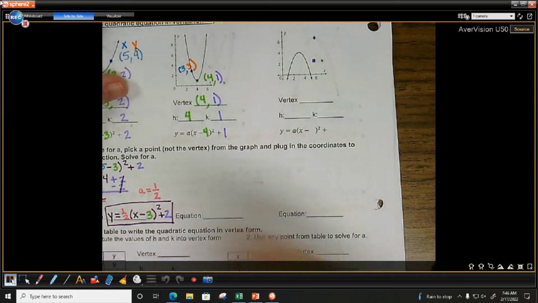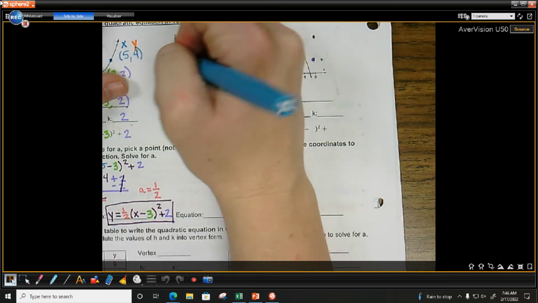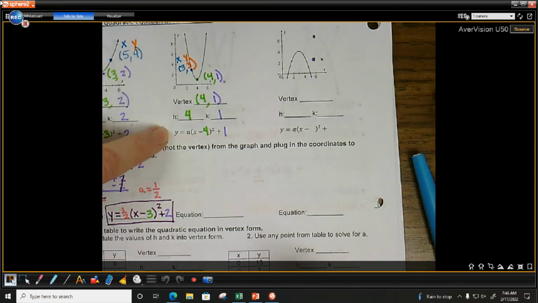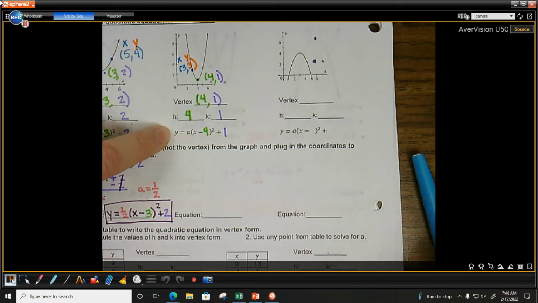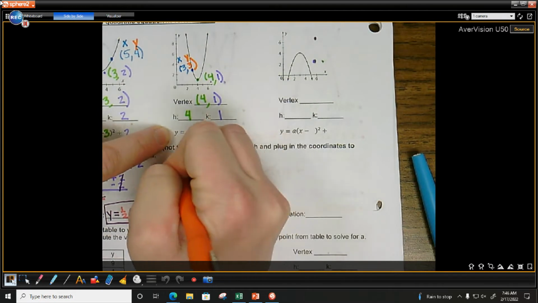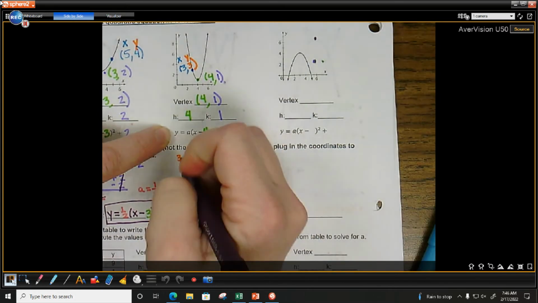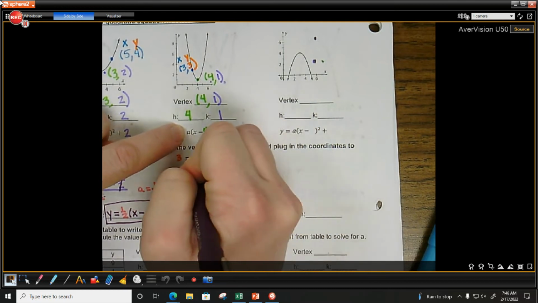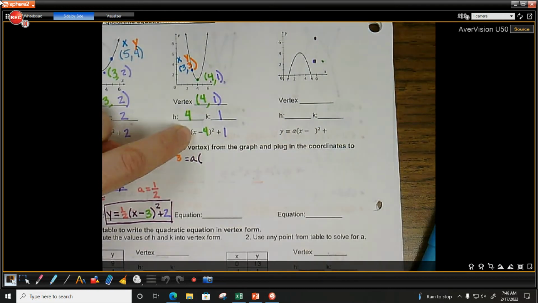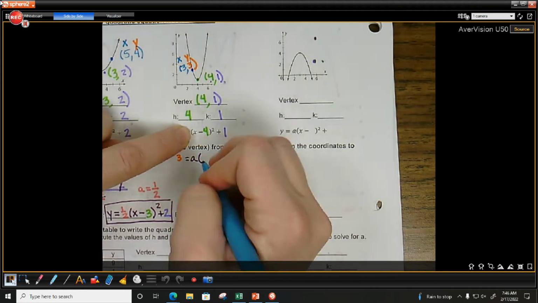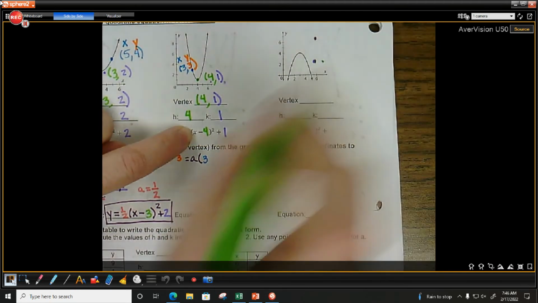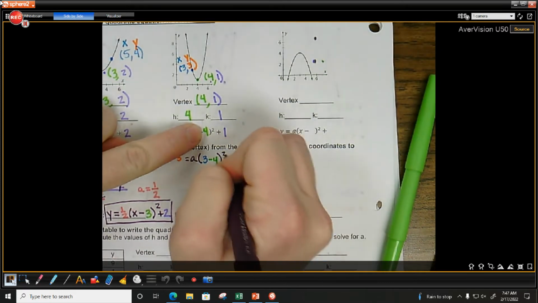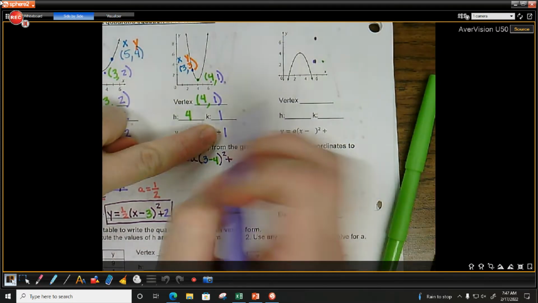Label that X, Y. So I'm going to rewrite my equation. What am I going to replace Y with? 3 equals, do I know the A value? No, my goal is to solve for A. Times, what did I just label X? 3 minus 4 squared plus 1.